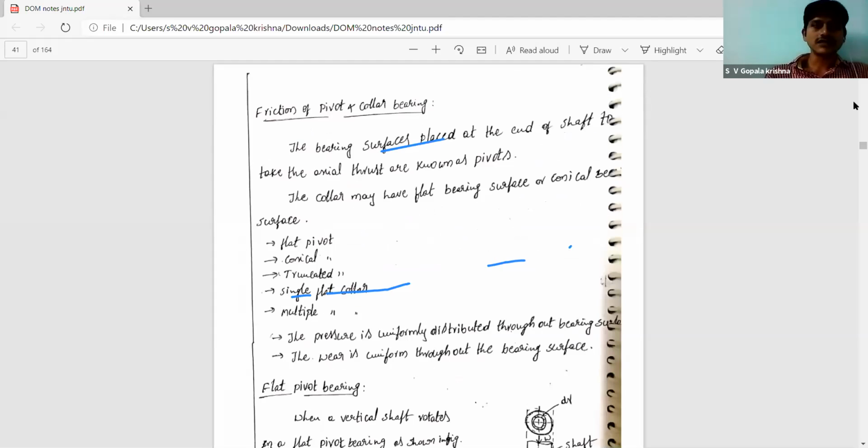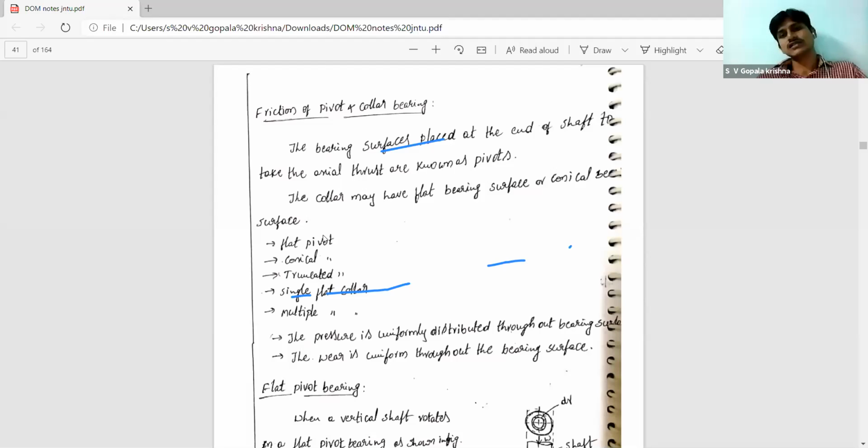That is our bearings. From the bearings point of view, we already covered the friction in journal bearings. Now we are going to take the friction of pivot and collar bearings. All of you observe: here the bearing surface is placed at the end of the shaft to take the axial thrust. The bearing surfaces are carrying the axial thrust at the end of the shaft.